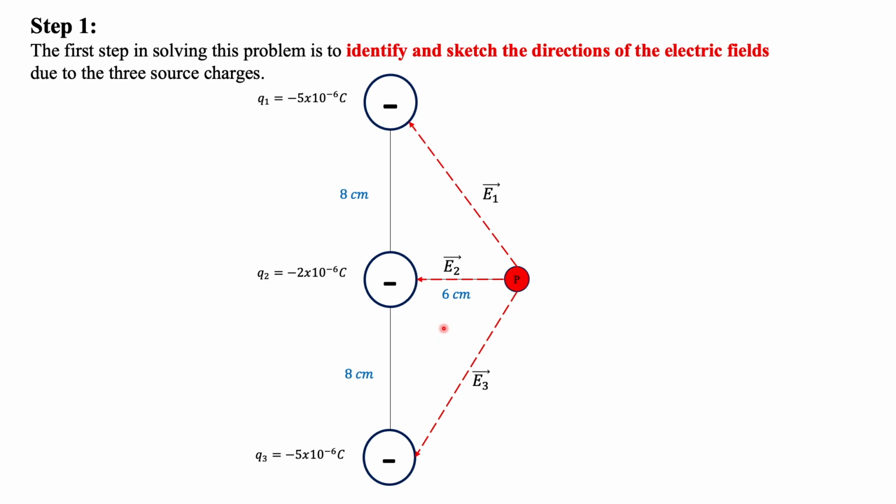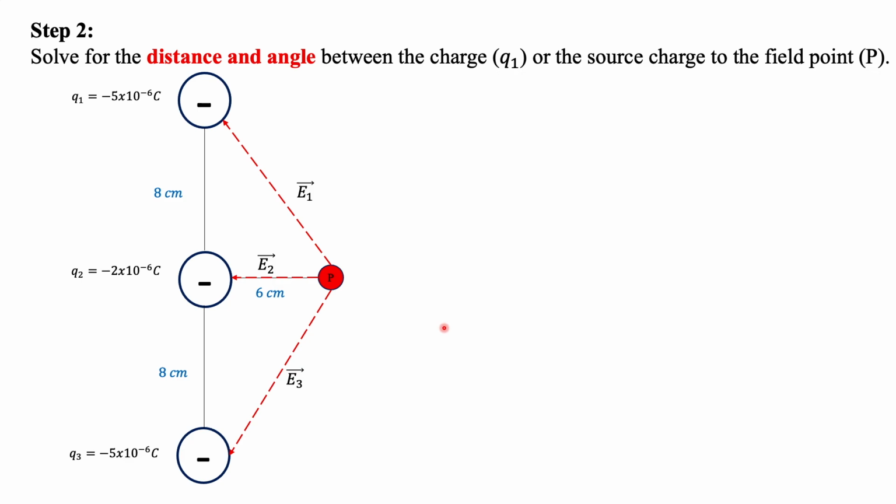Now the next step is to solve for the distance and angle between the charge Q1, the source charge, and the field point P. So you are going to find, let's just clear this up, this blue distance. And by symmetry, if you analyze the problem, the distance r is actually the same distance r from your Q3 to the field point P, because they're basically the same distance: 8 centimeters, 8 centimeters, and 6 centimeters. So by the symmetry of this problem, these should have the same length.